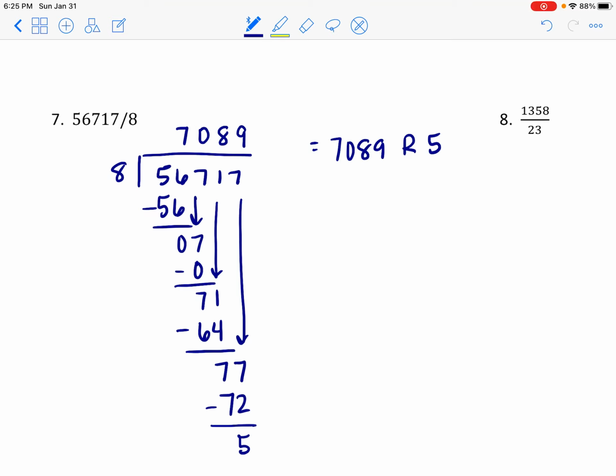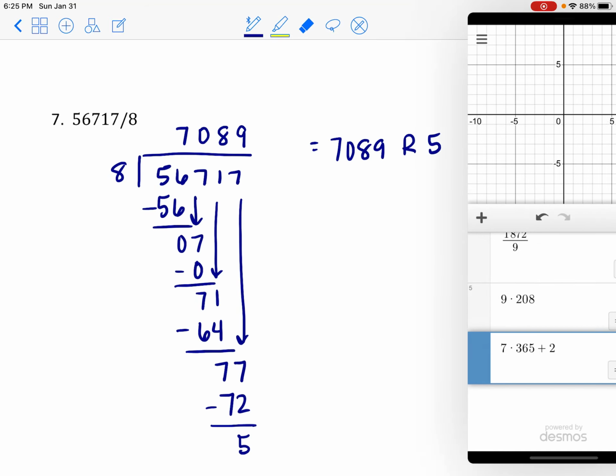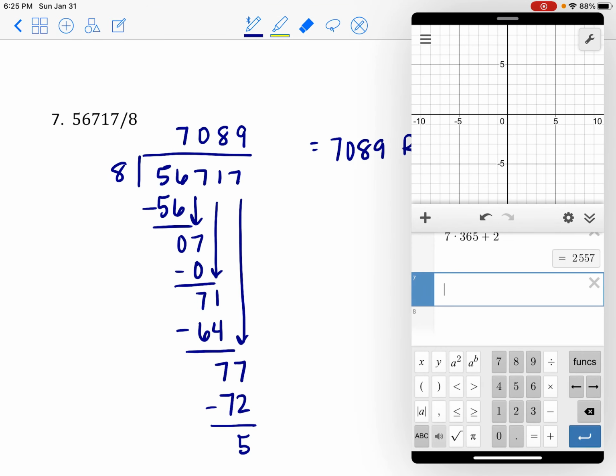So again, if I took 7,089 multiplied by 8 and then added in my remainder of 5, it should take me back to my dividend, which is 56,717. And just to be safe, because I have made mistakes before, let me divide this.